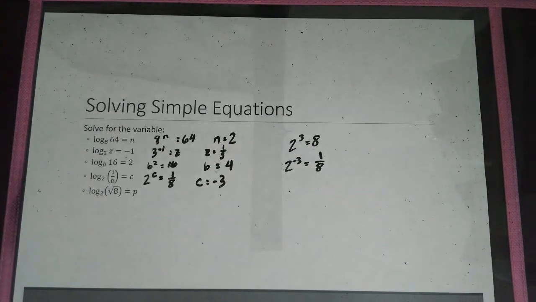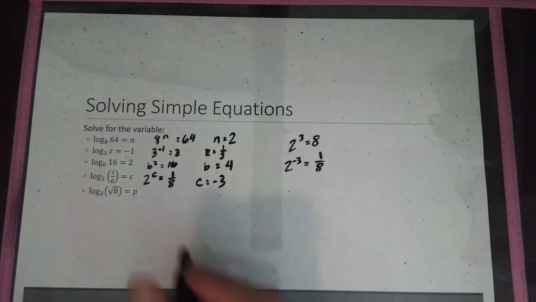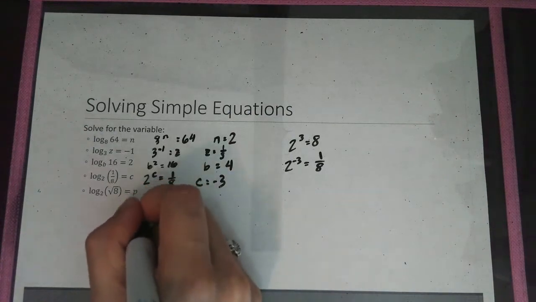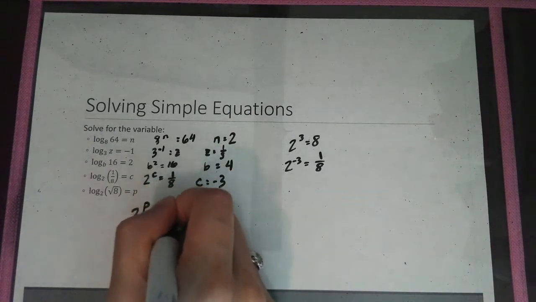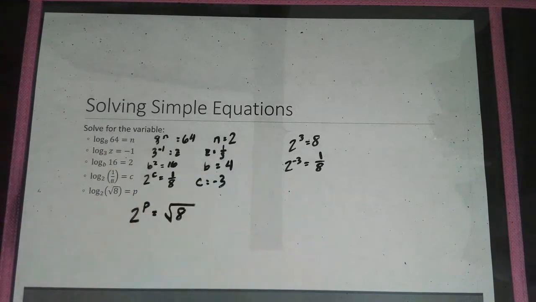Finally, we're looking at log base 2 of the square root of 8 is equal to p. This one is tricky. Let's see what we can do. If 2 raised to the p power is equal to the square root of 8.